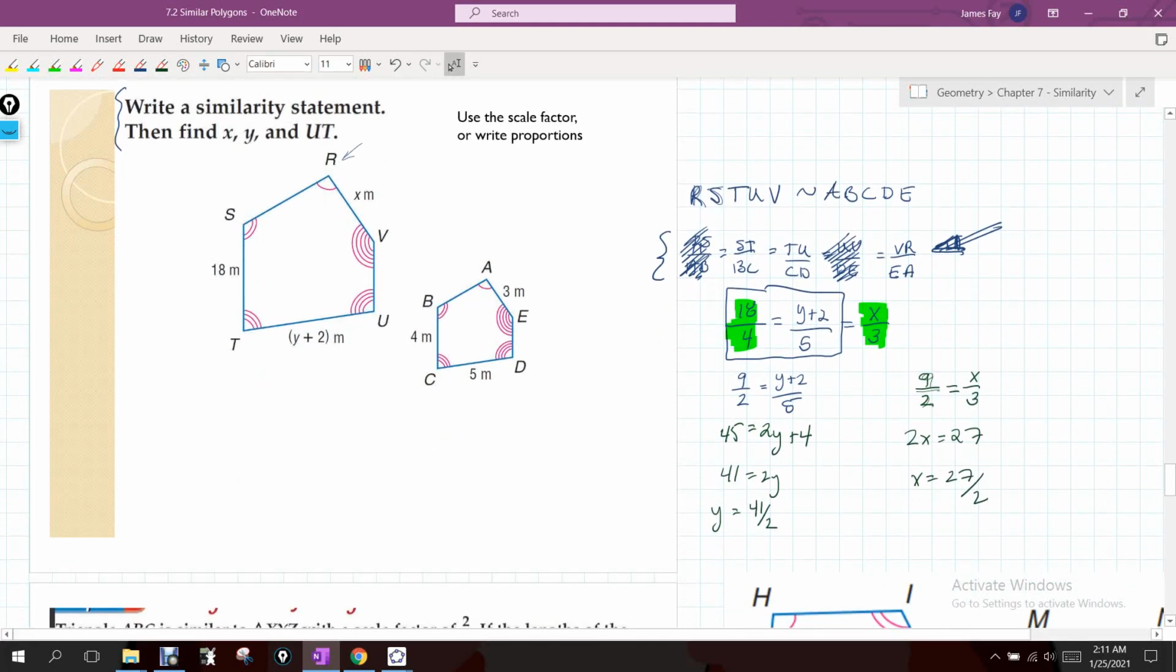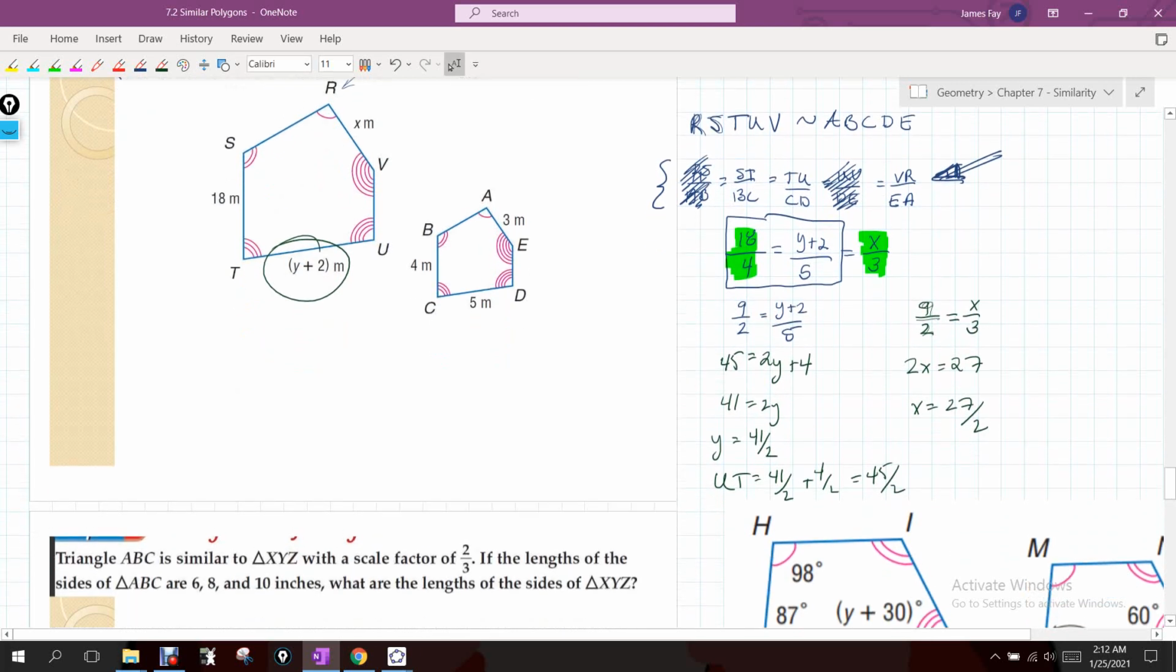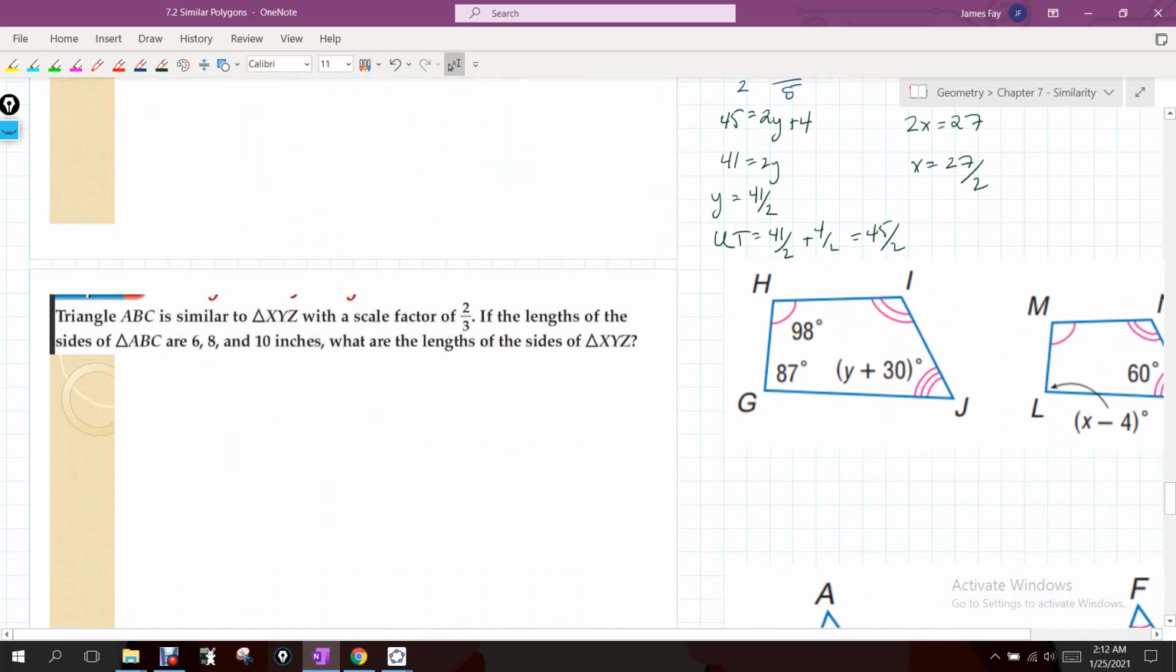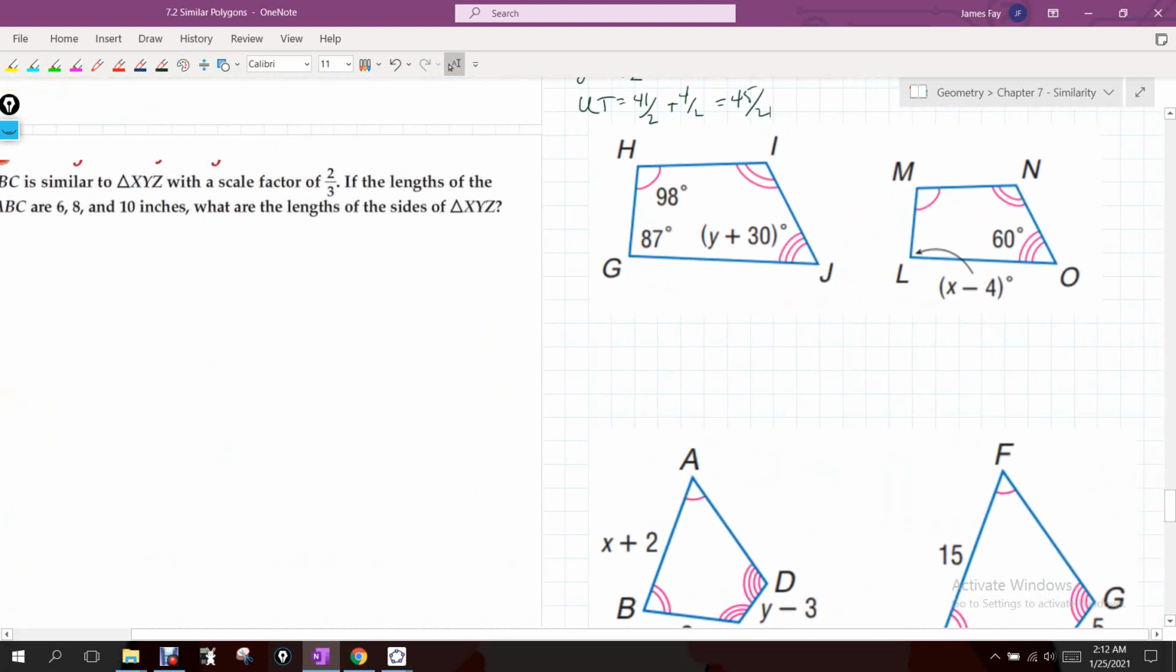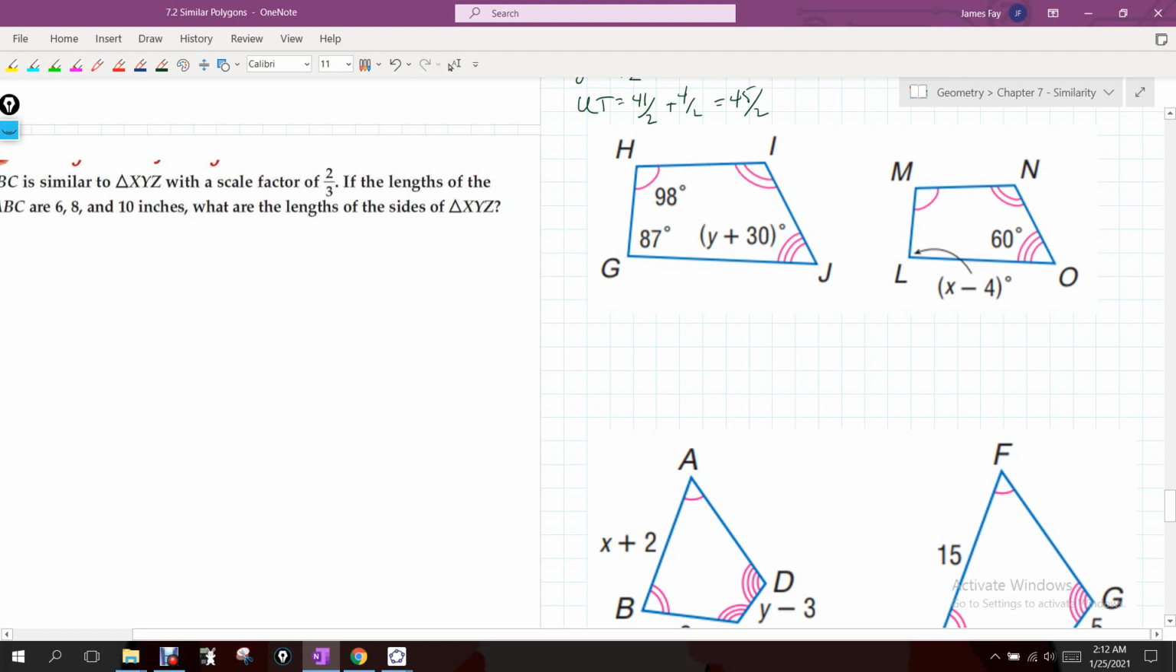Now it wants to find UT as well. So then I'm just going to add. UT would be 41 halves plus 2, which would be 4 halves, so 45 halves. So I'm going to work through the rest of these in the same kind of fashion. Okay, so this one here, obviously this isn't in your notes. If you printed them off, you might have to add these.